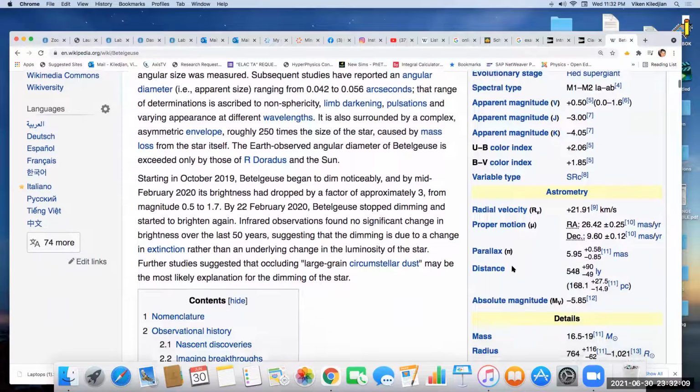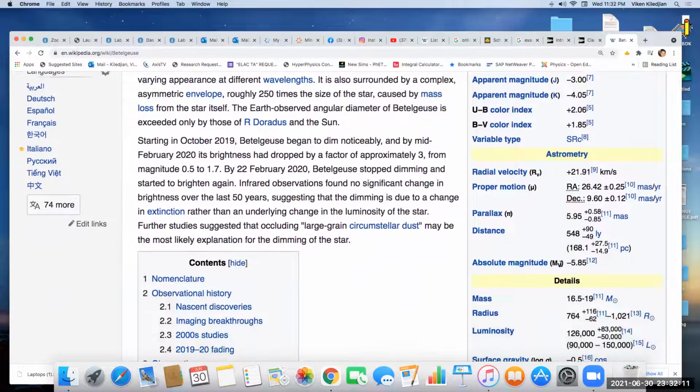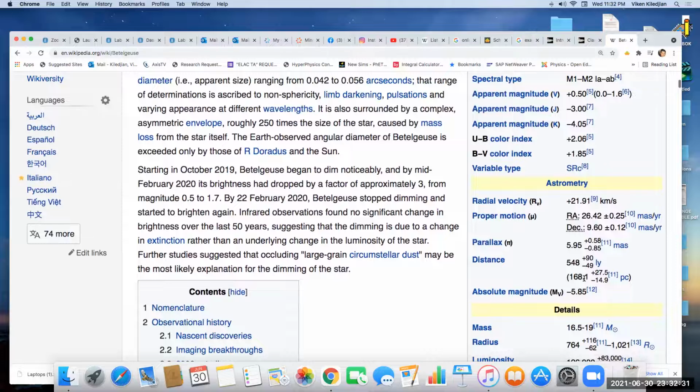And then the distance to the star, the absolute magnitude, oh, that's the one, negative 5.85. So that means Betelgeuse is actually a really bright star. On absolute magnitude, it's negative 5.85. Remember, the Sun is a 4.8 something. The more negative you are, the brighter that star is, right?